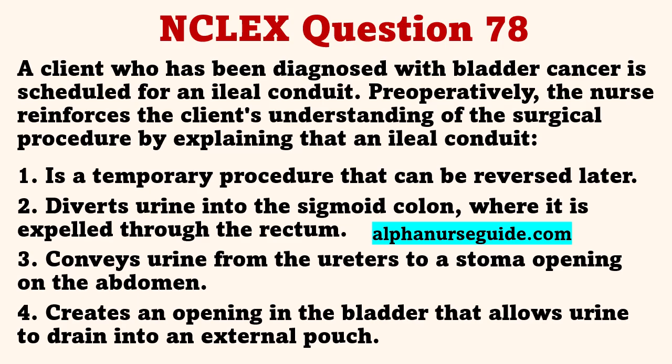An ileal conduit is a permanent urinary diversion in which a portion of the ileum is surgically resected and one end of the segment is closed. The ureters are surgically attached to this segment of the ileum, and the open end of the ileum is brought to the skin surface on the abdomen to form the stoma. The client must wear a pouch to collect the urine that continually flows through the conduit. The bladder is removed during the surgical procedure, and the ileal conduit is not reversible. Diversion of urine to the sigmoid colon is called a ureterosigmoidostomy. An opening in the bladder that allows urine to drain externally is called a cystostomy.